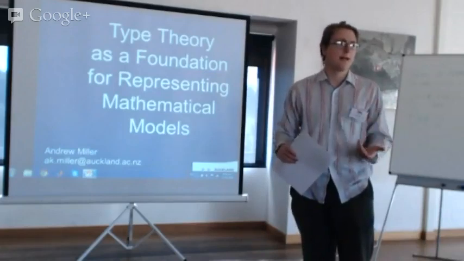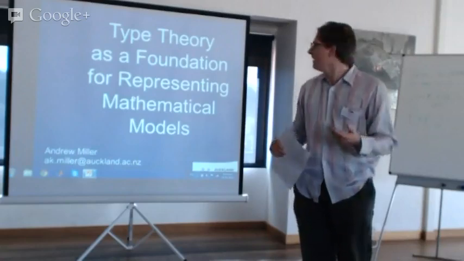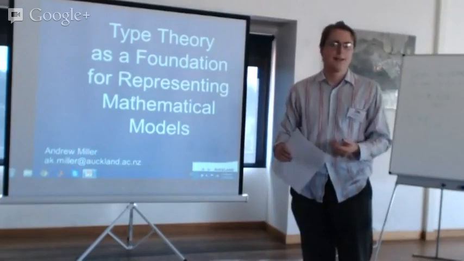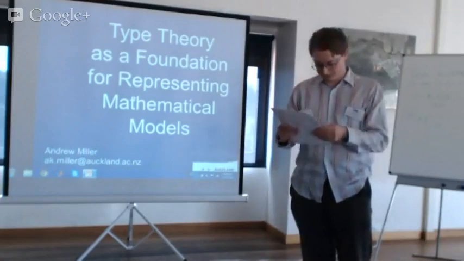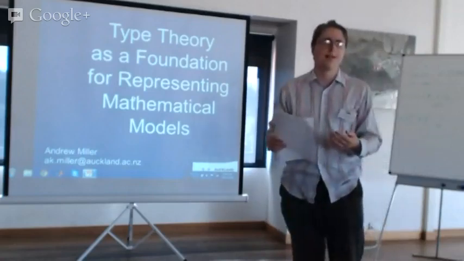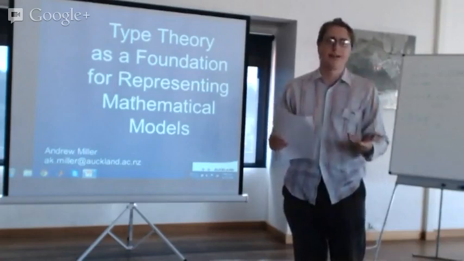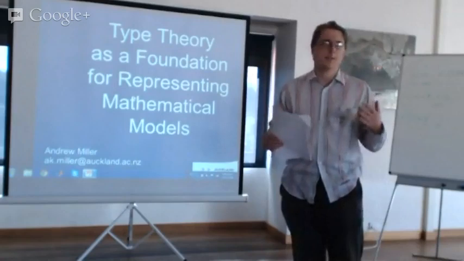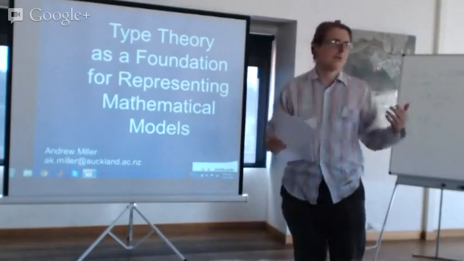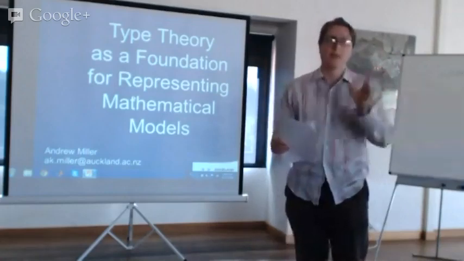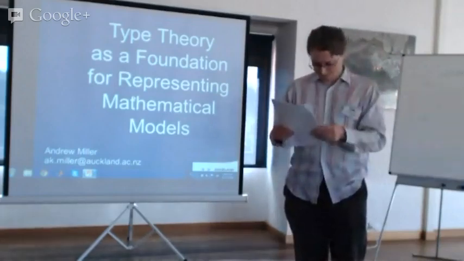Some of them are still in the idea stage. But these are some of the ideas that you can take from type theory and apply to representing mathematical models. Just to explain what type theory is and where it comes from. Type theory is really a branch of computer science. It describes how to deal with the concept of a type, where a type, if you think about a programming language, is essentially a collection of attributes that an object can have.